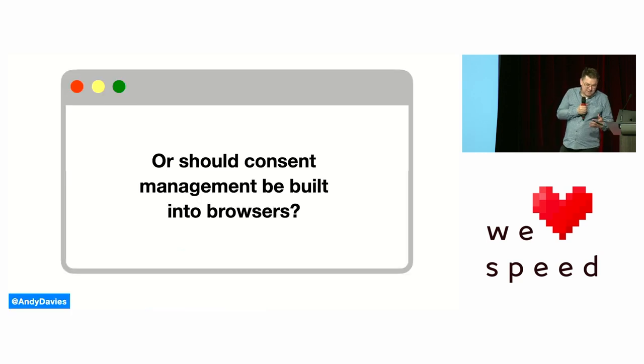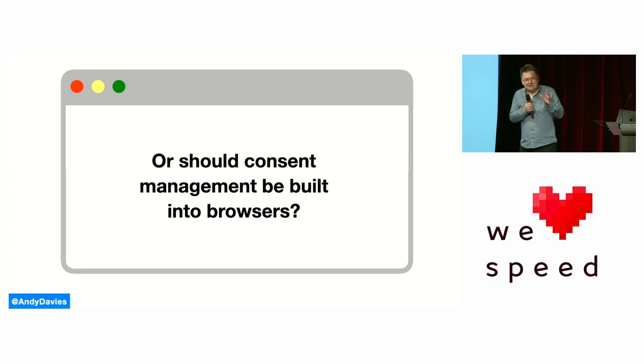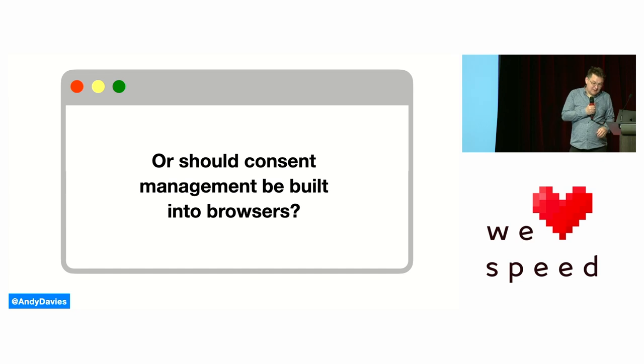The other thing I often think about is whether consent management could be built into browsers, so that it's in the browser. And I have mixed feelings about this because, you know, we have to trust browsers. They see everything we do. And even though they see everything we do, they may not always operate in our interests. And I would argue Chrome's Topics API, where advertisers can see the stuff we're interested in, is not acting in our interest.